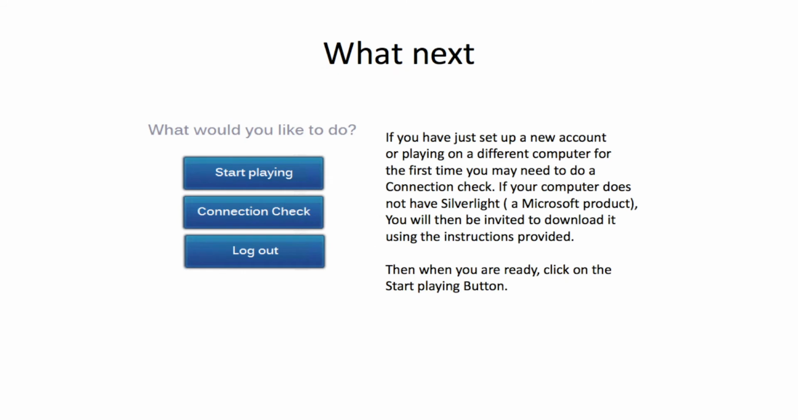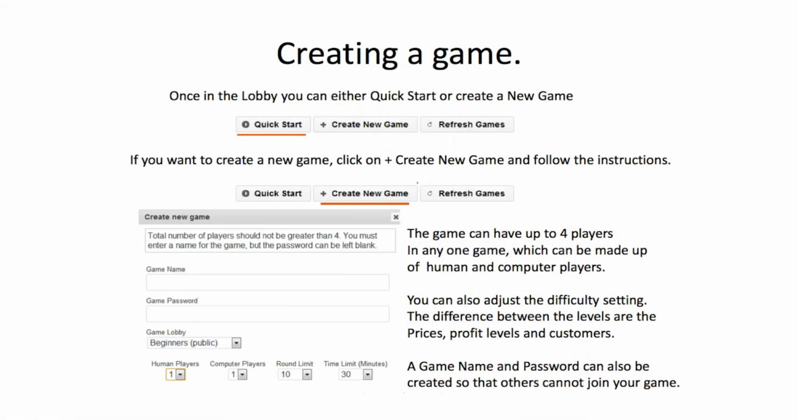What next? If you have just set up a new account or are playing on a different computer for the first time, you may need to do a connection check. If your computer does not have Silverlight, a Microsoft product, you will then be invited to download it using the instructions provided. Then when you are ready, click on the Start Playing button.